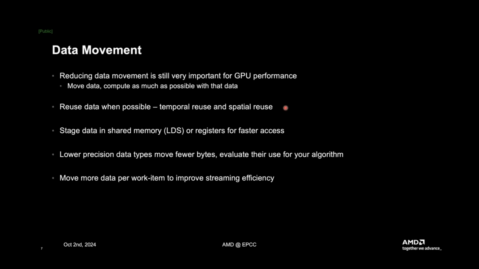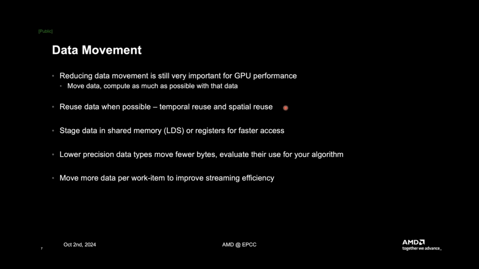Now, moving data. We know that there is a memory hierarchy in GPUs. There are memories that are farther away, and there are those that are closer. Going to HBM costs on the order of a few hundred cycles, whereas going to shared memory, LDS, is on the order of tens of cycles. So if it is possible for you to stage your data in LDS or shared memory, and even better in registers, it's very, very quick.